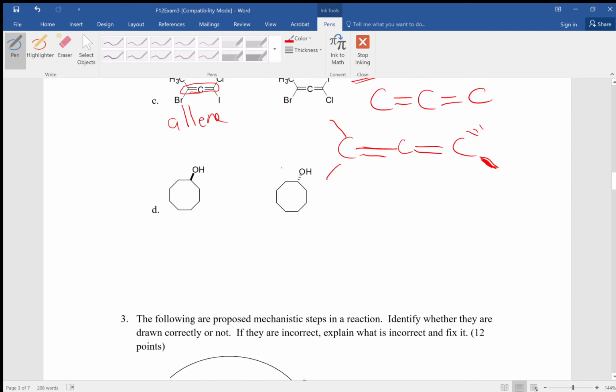Finally, in part D, these are the same compound. Why? Well, we have an OH, we have an H, but the rest of the substituents around here are just the rest of the ring. And given that the ring doesn't have any additional substituents, those two substituents are going to be the same, so we don't have a chiral center, and therefore these molecules are not chiral, and they are the same.